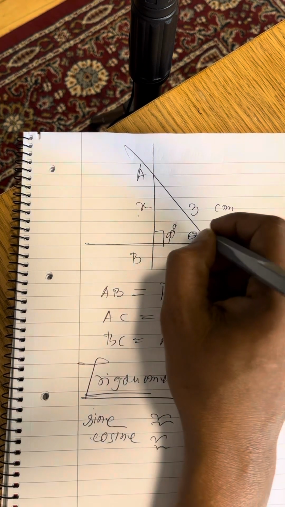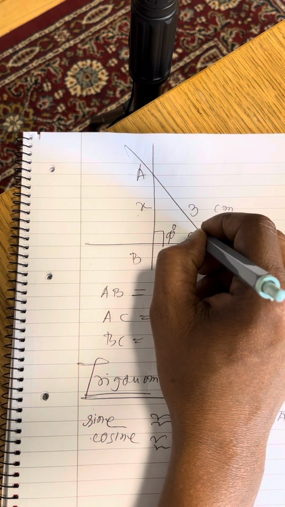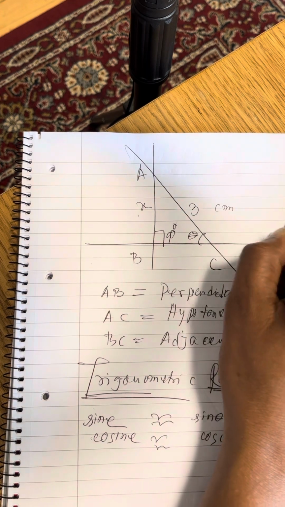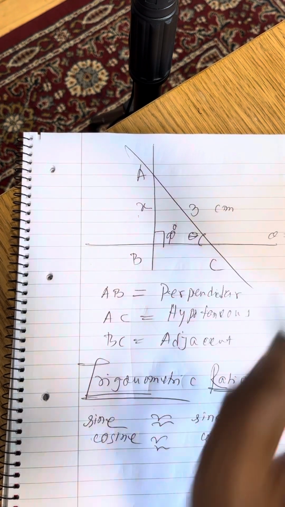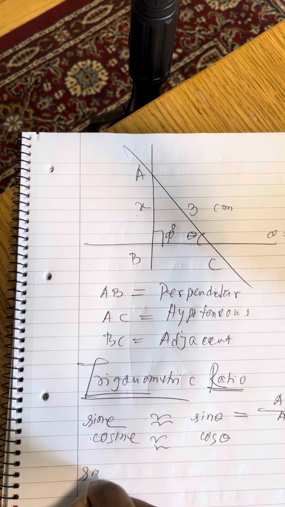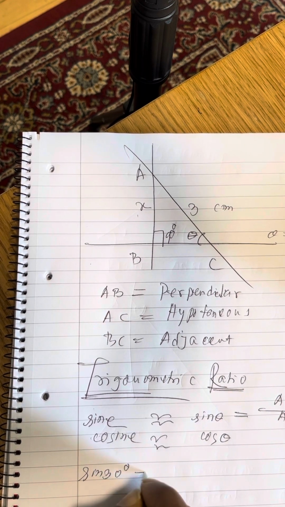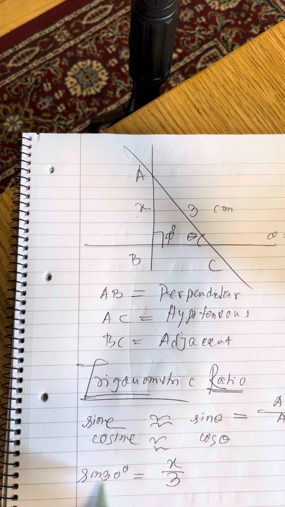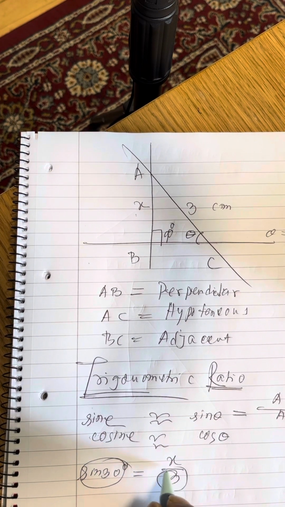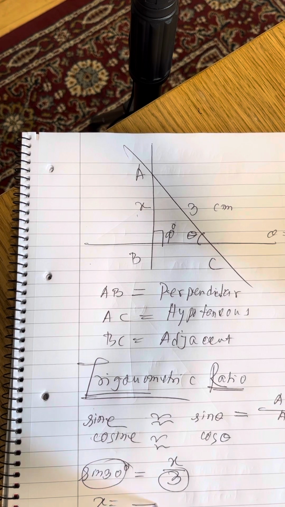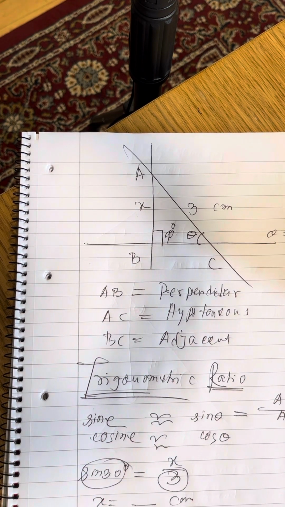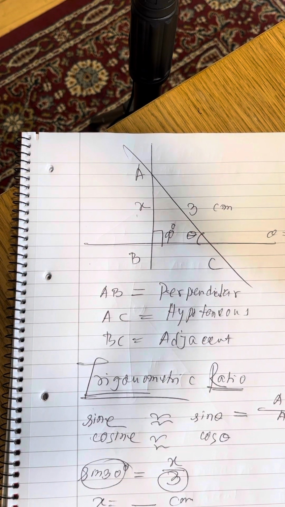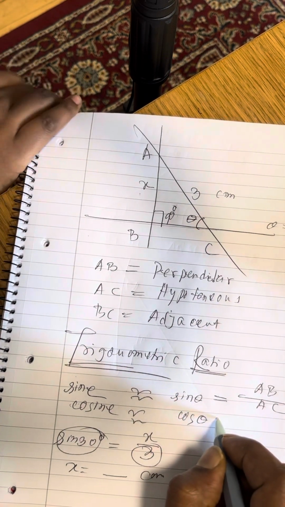And if you know this angle, say theta is equal to 30 degrees, then sine theta, sine 30, is equal to x divided by 3. So if you know this value and this value, we can find that x is equal to certain centimeters, right? You can calculate it. So its application is there in many different ways. We'll find out day by day.